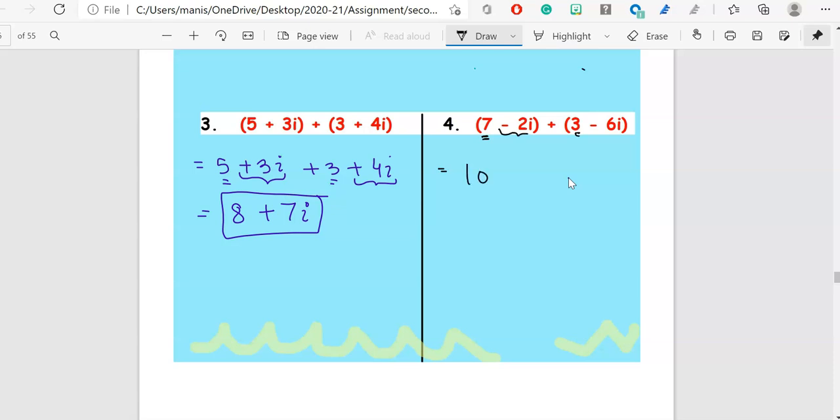Now this is negative 2i and minus 6i. First of all, write i over here. Basically, what you are doing is negative 2 minus 6. What is the answer? Negative 8. So our answer is 10 minus 8i. So this is the answer for this problem.